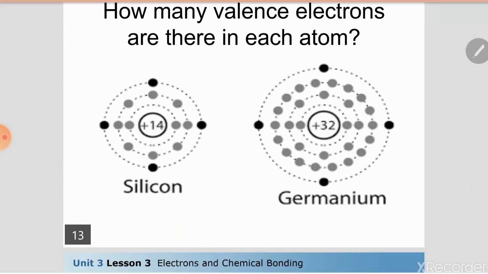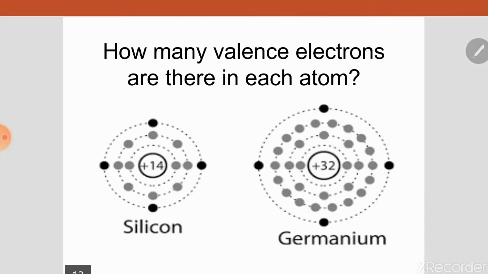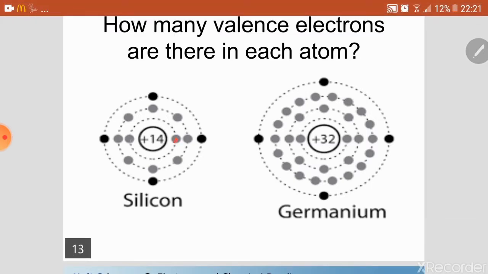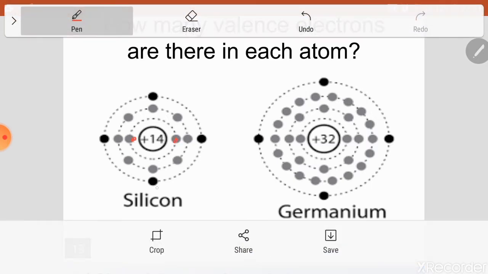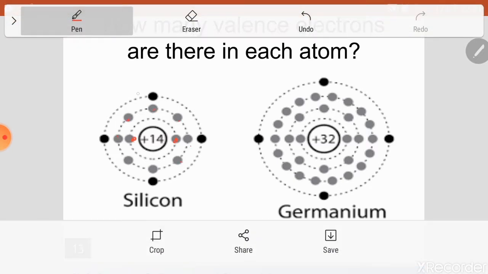Let's see. Using Bohr's model, we move from one energy level to the next. The first energy level can hold only 2 electrons: 1, 2. The second energy level holds 1, 2, 3, 4, 5, 6, 7, 8, up to 8, no more than 8. So 2 and 8 make 10.